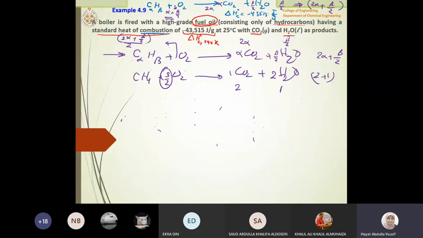Is that clear now about the balance? I cannot proceed if it's not. I can repeat it further. Is that clear? Okay, good.